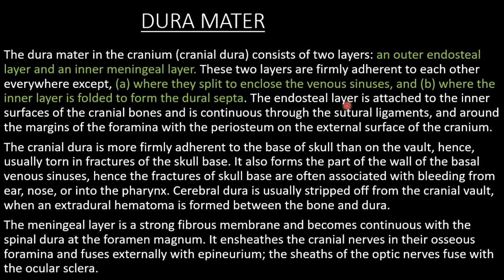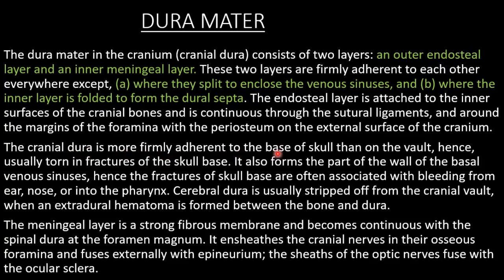Okay. Now, the endosteal layer is attached to the inner surface of the cranial bones, and it is continuous through the sutures and around the margins of the foramina with the periosteum of the external surface of the cranium. When you did the scalp, you see that P is periosteum. Now, this periosteum is continuous with the endosteum via the sutures, and also through the margins of the foramina.